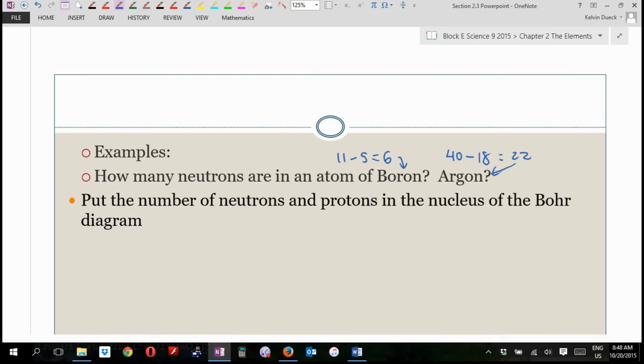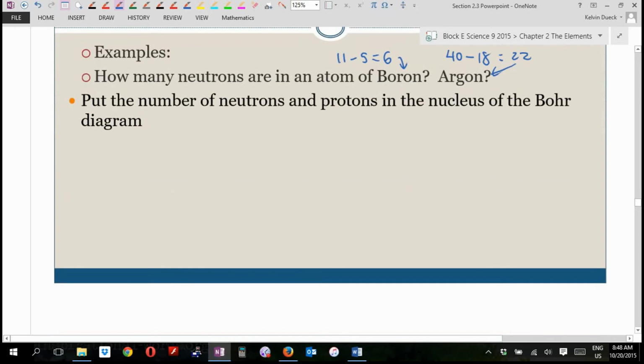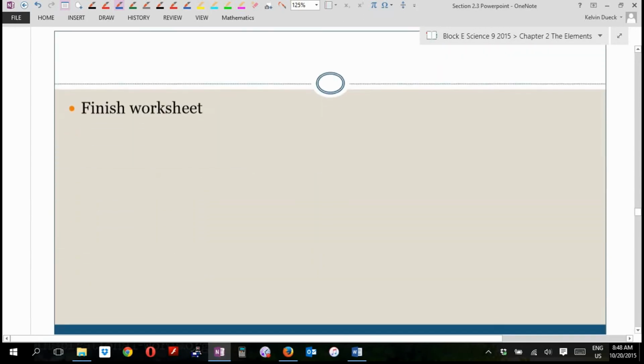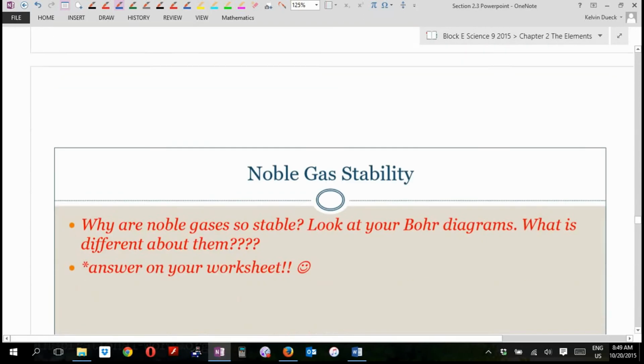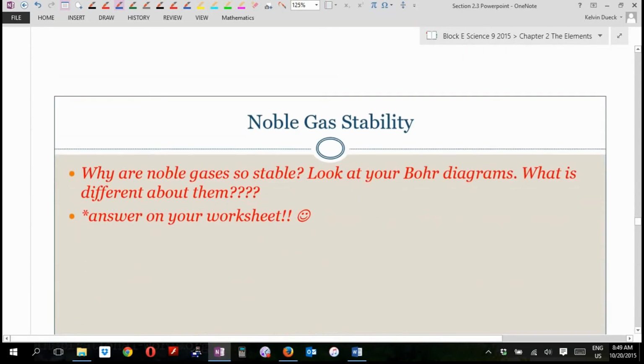So put the number of protons and neutrons either in the nucleus of a Bohr diagram, or you're going to see in some of the homework sheets that I give you, the nucleus is all blacked in. Put it beside the atom somewhere clearly. It says finish worksheet. We're going to get to that in a second. Or is that the end of your notes? That's the end of your notes?